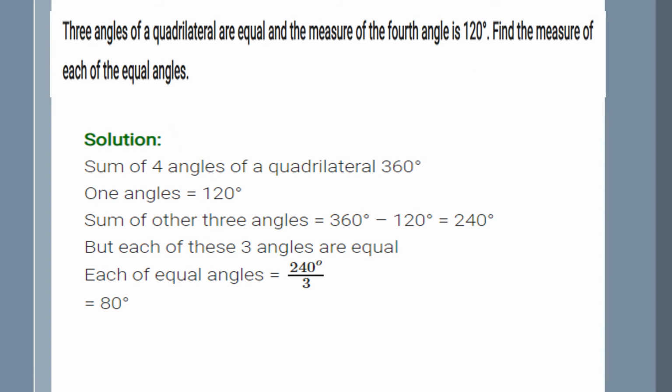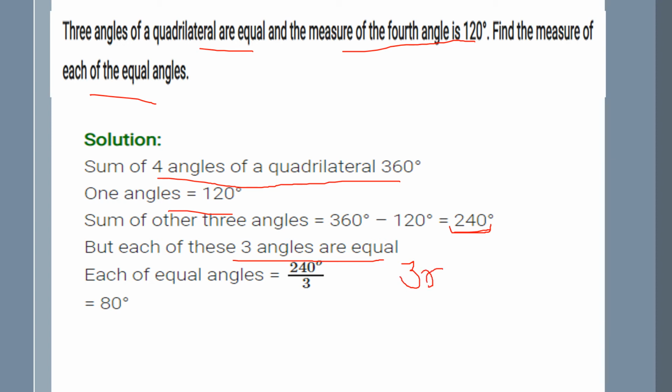So coming to the next question. Three angles of a quadrilateral are equal and the measure of the fourth angle is 120. Find the measure of the equal angles. Okay, three angles are equal. And the sum of four angles, you know very well, is 360 degrees. One angle is 120, given to you. So the sum of the other angles will be 240 now, because 360 minus 120, the sum of three angles will be 240. And as you know very well, one angle you are taking as x, then three angles will be 3x. 3x equals 240 degrees, right? So the value of x will be 240 divided by 3, that is 80 degrees.